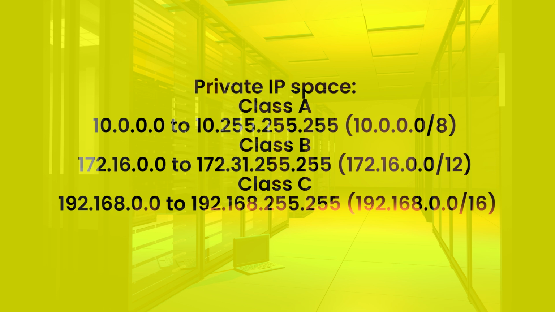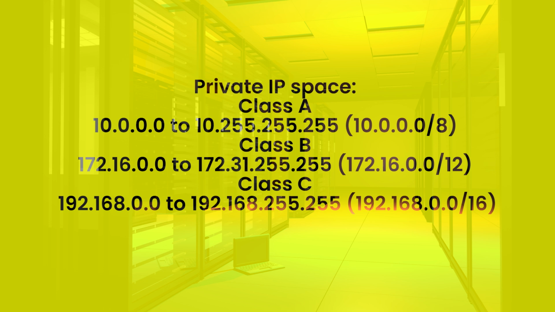Subnetting. Private IP ranges can be subnetted to create smaller network segments. This allows for better network organization, improved traffic management, and enhanced security through network segmentation. Classless interdomain routing, CIDR. CIDR is a method for allocating IP addresses and routing IP packets. CIDR replaced the older classful network addressing. It allows for more efficient use of IP address space. It enables flexible subnet mask lengths.